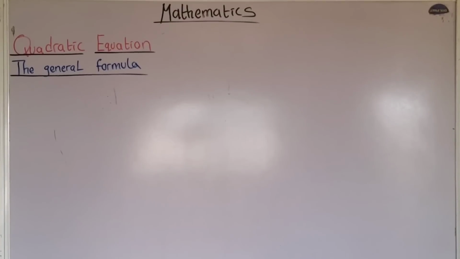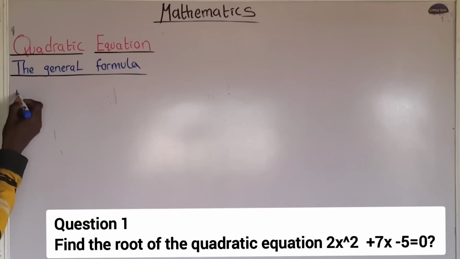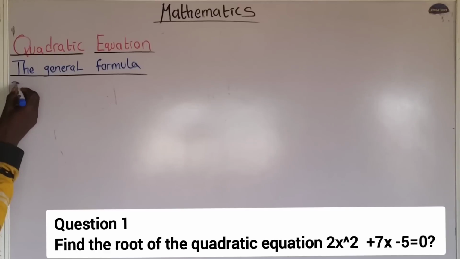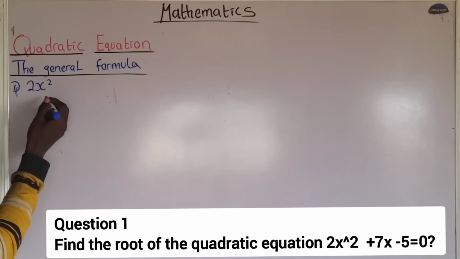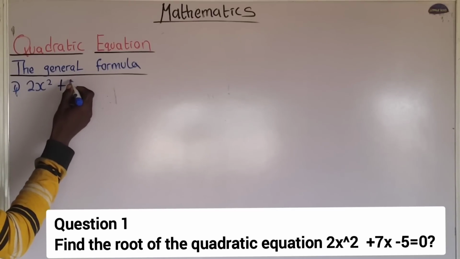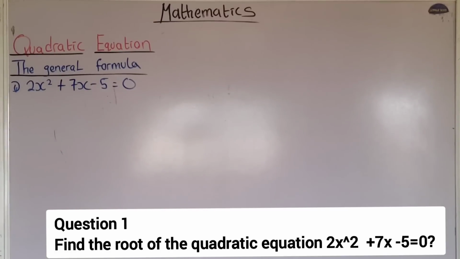In this class, we are going to learn how to solve quadratic equation using the general formula. Okay, let's start with the first question. We are asked to find the root of the quadratic equation 2x squared plus 7x minus 5 equals to 0 using the general formula. That is question 1. We are asked to find the root of this quadratic equation using the general formula.